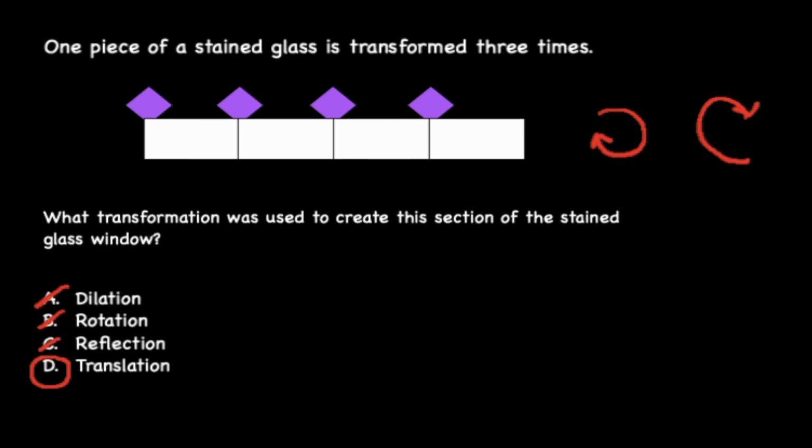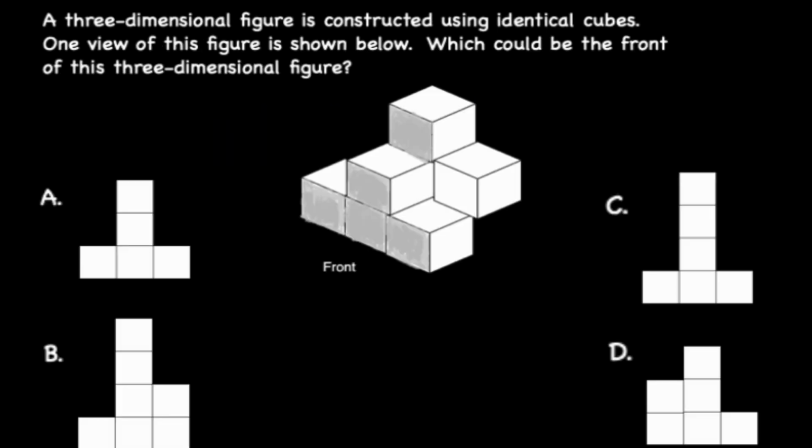All right, so let's move on to the next problem. This says a 3-dimensional figure is constructed using identical cubes. One view of this figure is shown below, which is right here, which could be the front of this 3-dimensional figure. Just take a look at this front side and make believe that you're standing right in front of it.